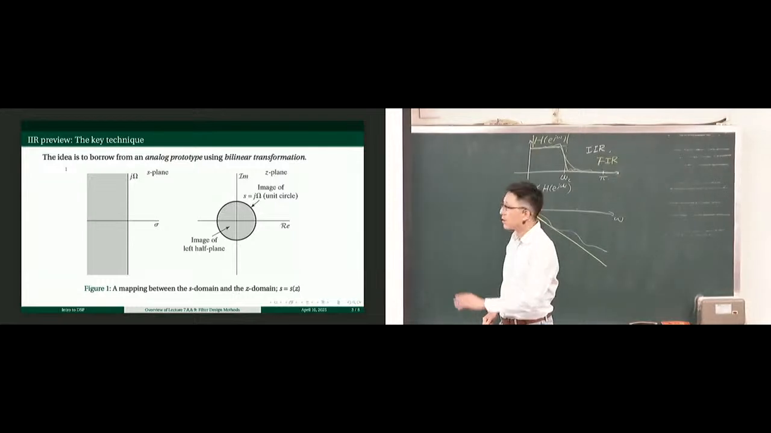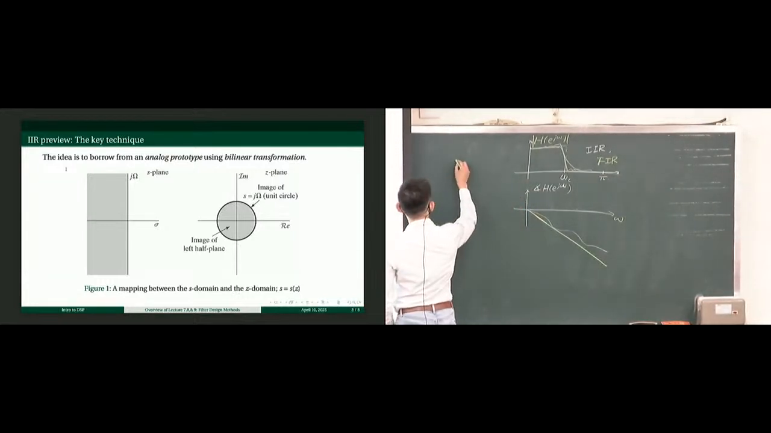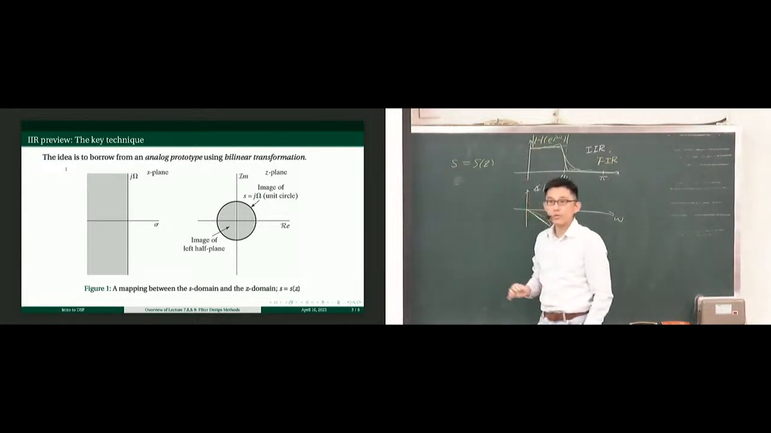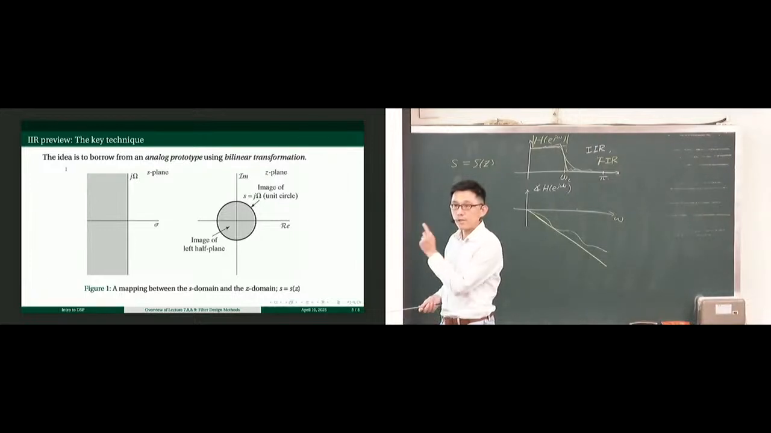So it's a mapping. Bilinear transformation can be written generically as S being a function of Z. Okay, so we'll learn that. It's going to be a mapping between the two complex planes. One is in the S domain, the other is in the Z domain.